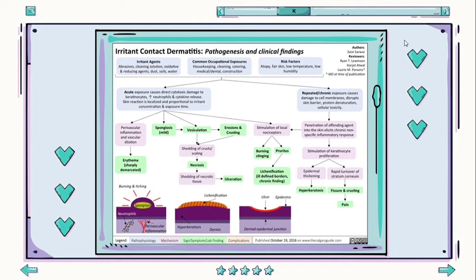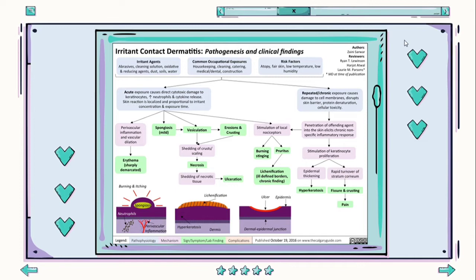Acute exposure to these irritant agents, common occupational exposures, and risk factors may cause direct cytotoxic damage to the keratinocytes and increase neutrophils and cytokine release. It also may affect the skin reaction, which is localized and proportional to irritant concentration and exposure time. After the keratinocytes receive direct cytotoxic damage and increase the neutrophils and the cytokine release, it may lead to perivascular inflammation and vascular dilation that will lead to erythema.